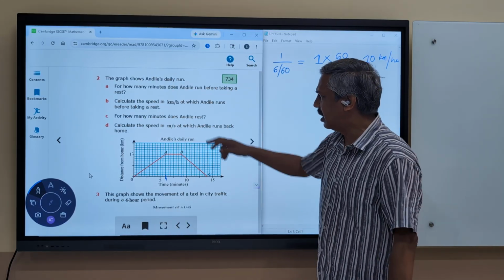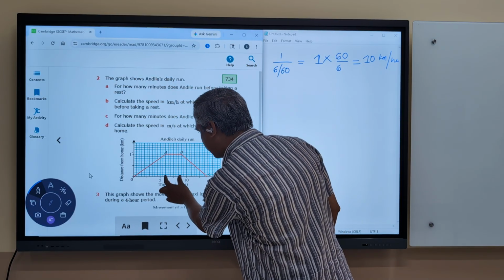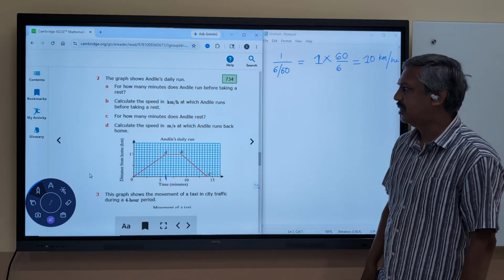How many minutes does she rest? She rests for 3 minutes, from 6 to 9. She is resting for 3 minutes.